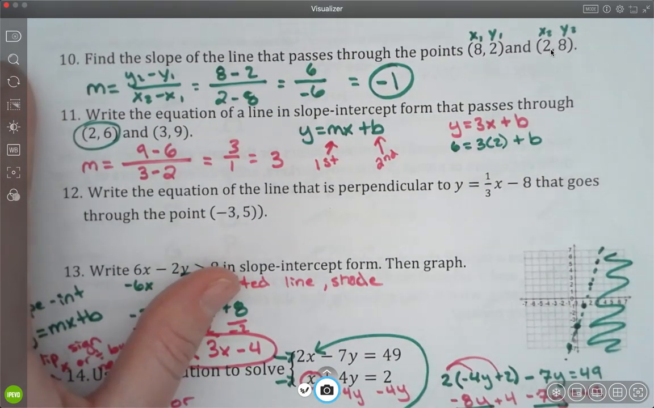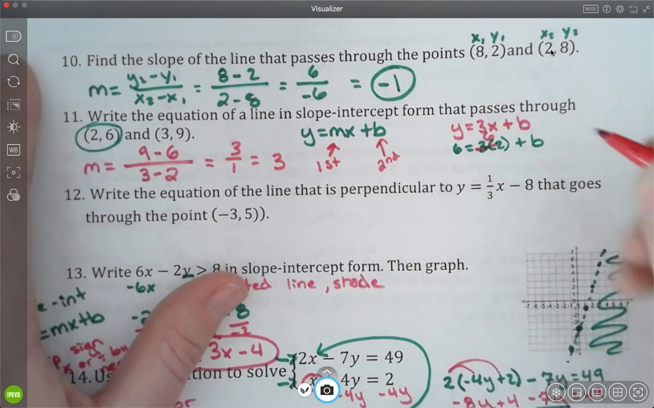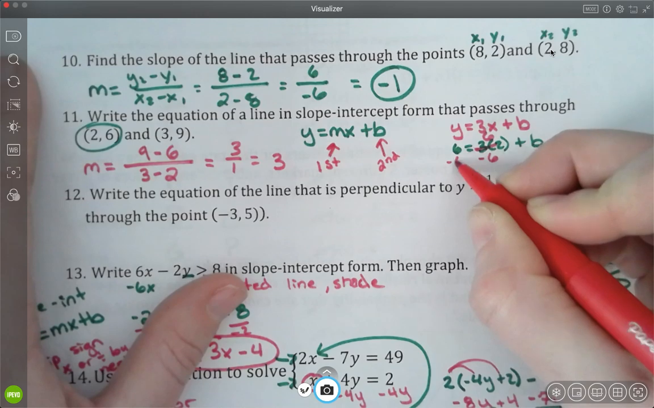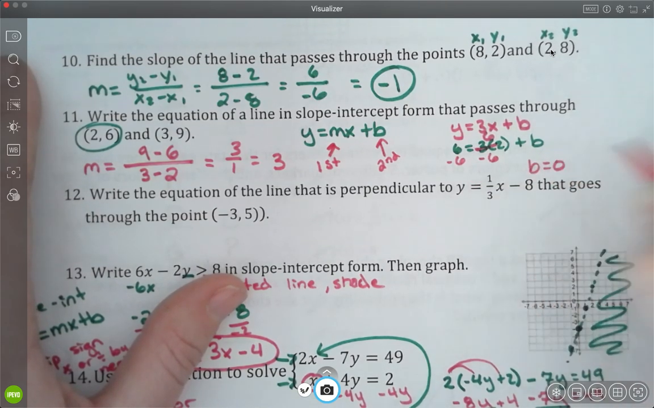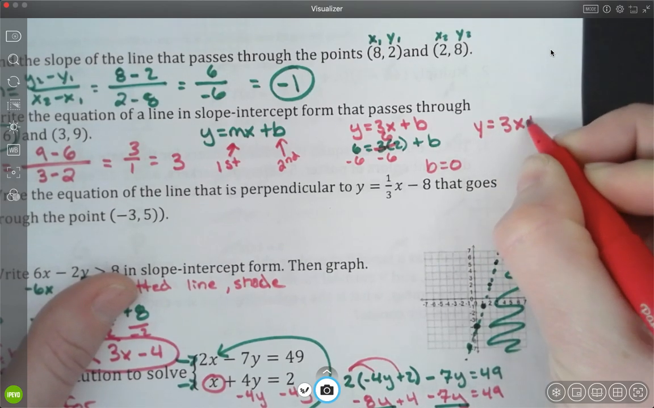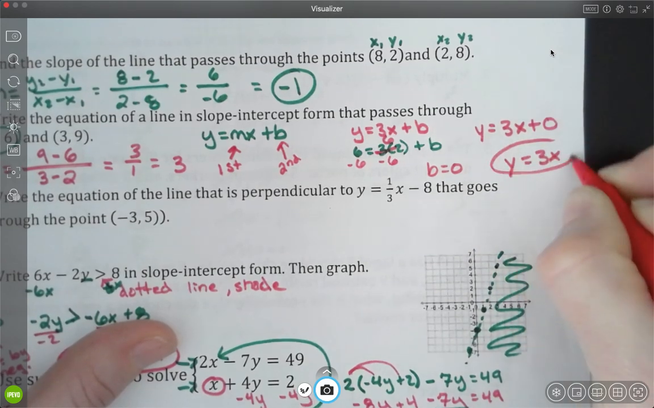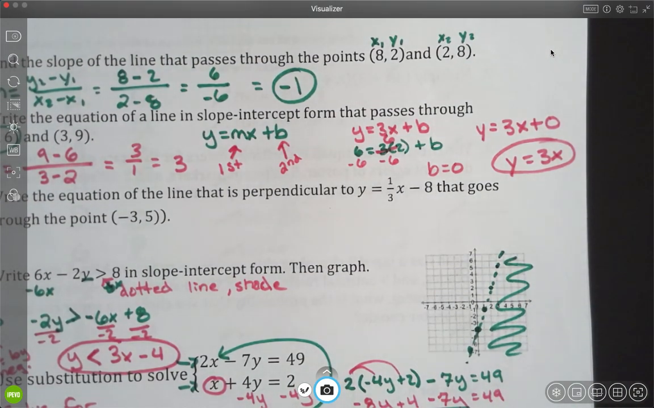Okay, 3 times 2 is 6, but then what do I do? So solve for b. Minus 6 minus 6, b is 0. So now I have y equals 3x plus 0, or just y equals 3x. So either one of those answers is correct. I don't care if you put the plus 0 or not, it doesn't matter.